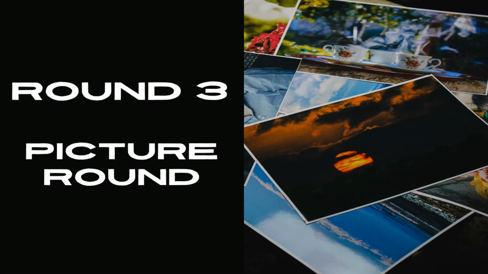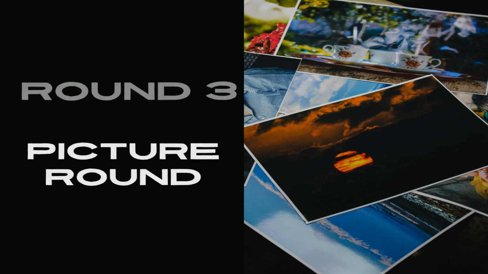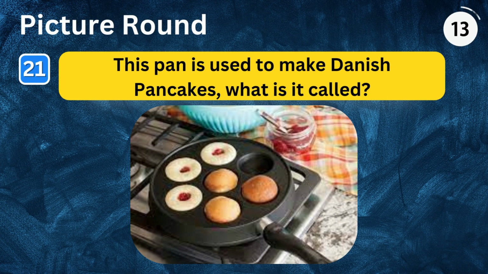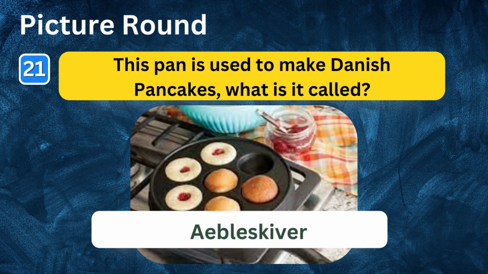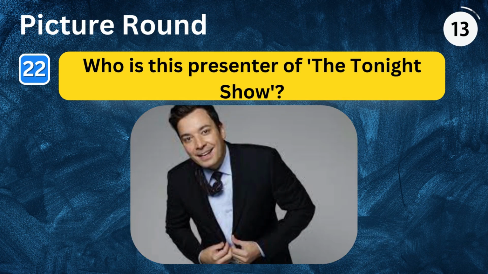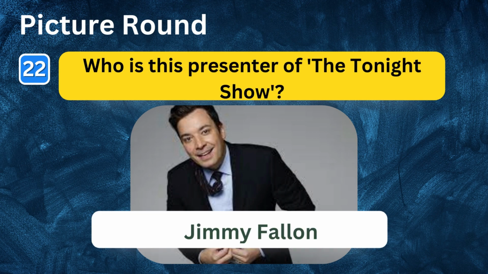The next round is the picture round, and here comes the first question. This pan is used to make Danish pancakes, but what is it called? It's called an æbleskiver. Question number 22. Who is this presenter of The Tonight Show? And the answer is Jimmy Fallon.